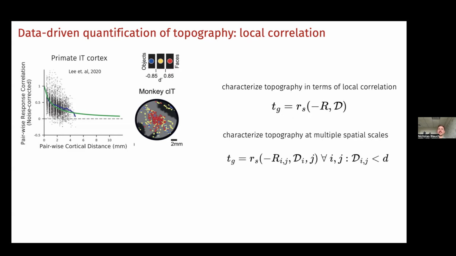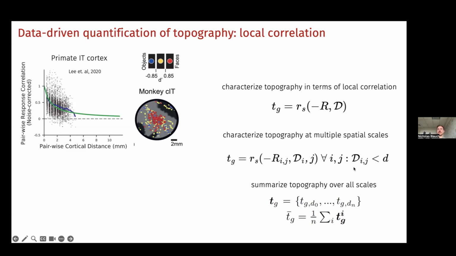We can also characterize that at different scales, because maybe we've got local topography, but then it kind of flips and repeats. And we can summarize that topography over the different scales. So what this does is basically compute the statistic over a restricted distance, and then do that for many different distances. And then you can summarize that with the average of those statistics, for example.